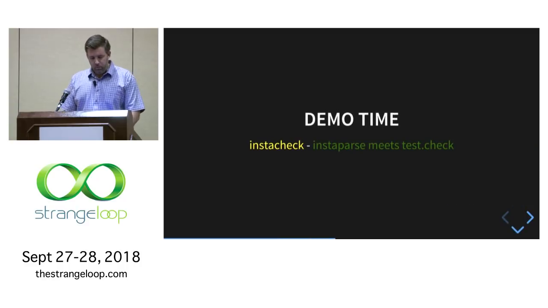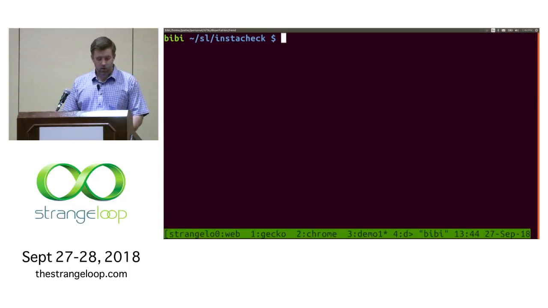Okay, so now it's time for a little bit of demo. I'm going to demonstrate what I've shown so far with property-based testing and grammar-based test case generation. This part of the project was actually generically useful, and so I split it out into a different project called InstaCheck. So let me see if I can get this to work here. All right, cool.